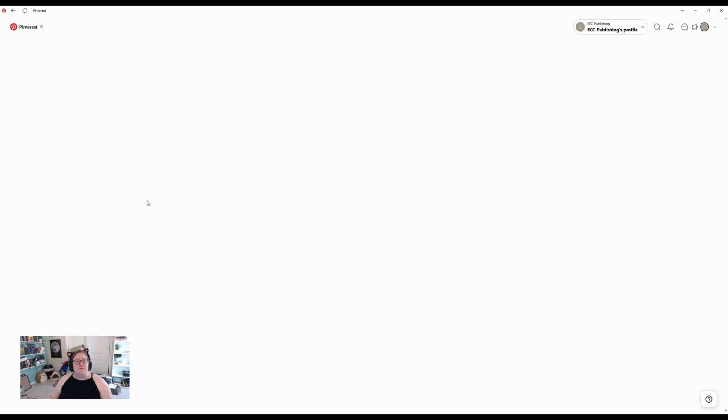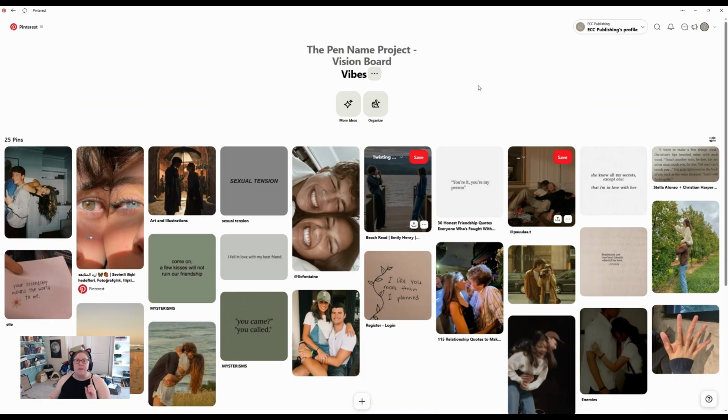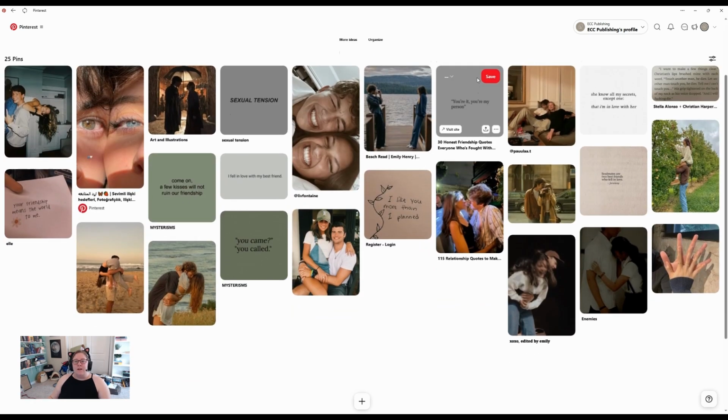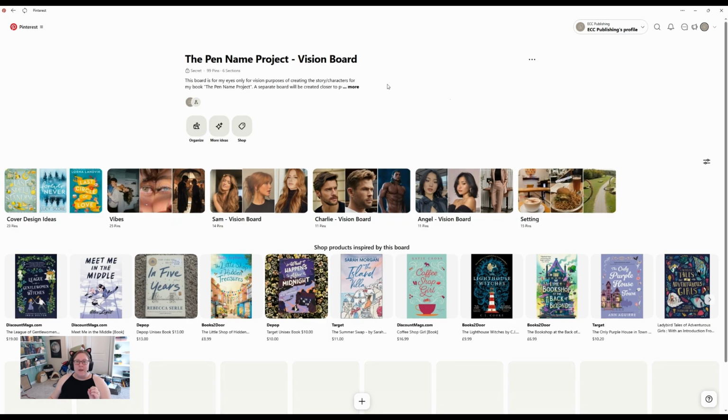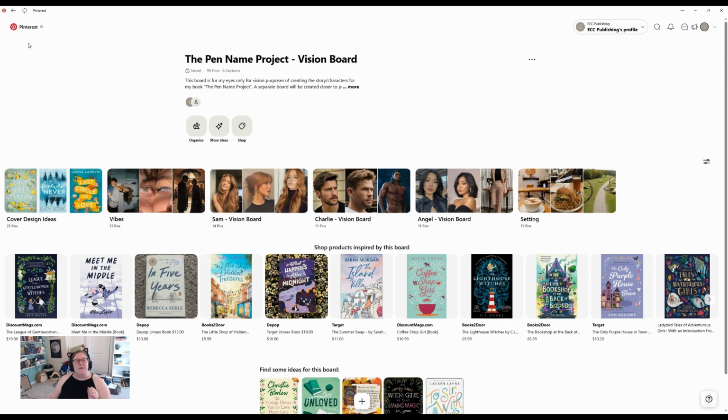I also put this vibe section on here because this is what I started the entire thing on. When I was figuring out how I wanted to theme everything, I already had a big idea of what I wanted the book to be. So I went through and found some images that helped me get in the mood, so to speak, for writing the books. I got the eye colors because that's kind of their thing. Just some vibes, some general ideas on what they're like. So that is basically it for the pen name project that I have on here.